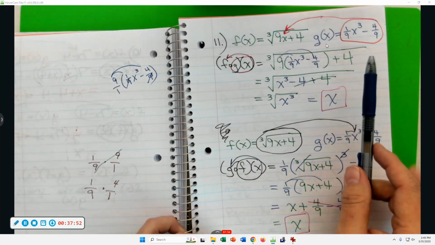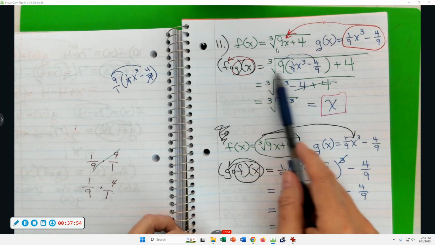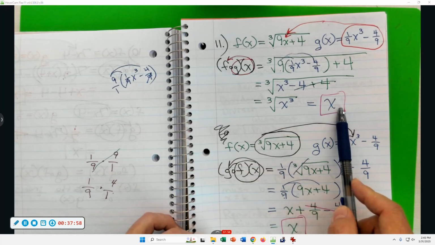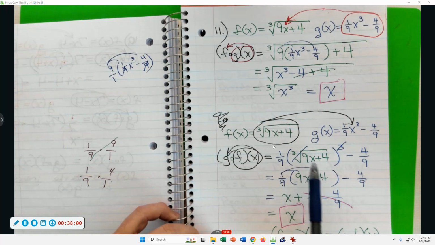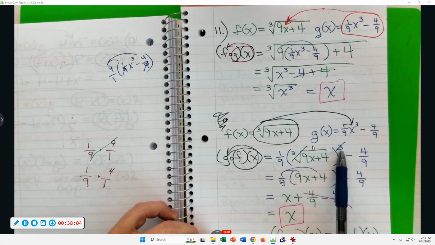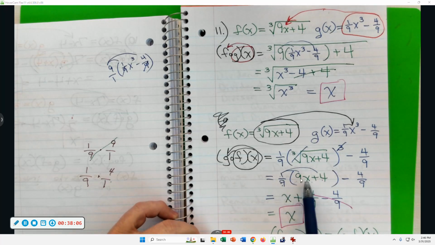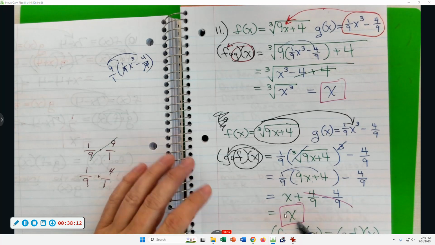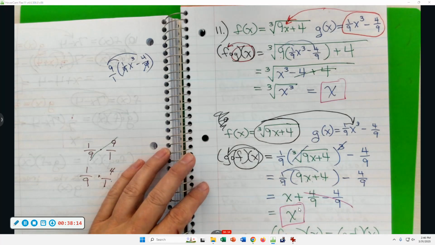Remember the way we would plug in, and then everything started canceling out. The cube root of x cubed just reduced to x. And when we go in the other direction, that cube root and cube canceled out. Multiplying the 9 by the 1/9 canceled out. We subtracted out the 4/9. Everything canceled out except for the x.